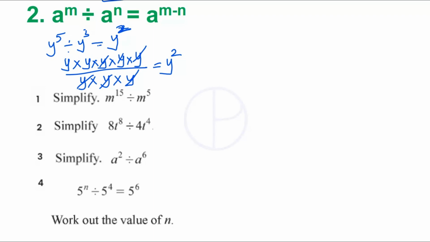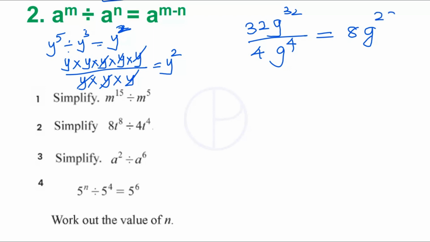Let's look at another example. 32 g power 32 divided by 4 g power 4. When it has numerals, first simplify the numerals. 32 divided by 4 will give 8. And here both the numerator and denominator have the same base g. Then for division, we actually have to do subtraction. 32 minus 4, which is 28.